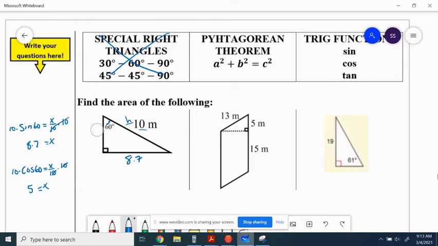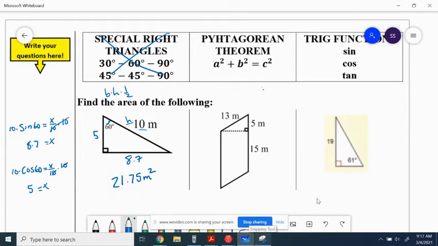All right, so there we go. Now I do have my height. So now I can plug it into the formula, base times height times half. And what do we get? So that's going to be 5 times 8.7 times 1/2. And I get 21.75. And this is area, so we need to label it meters squared.